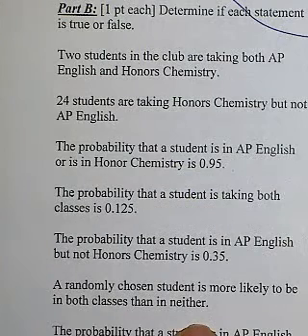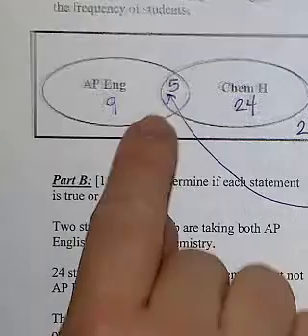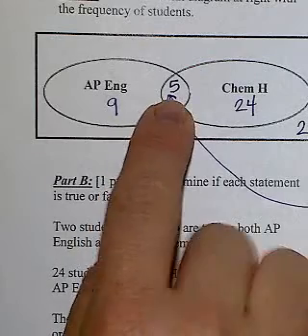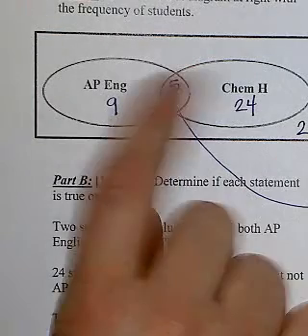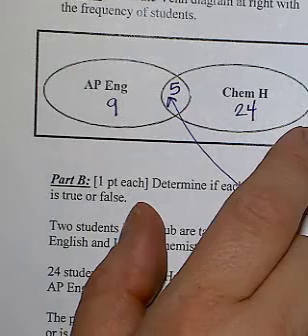A randomly selected student is more likely to be in both classes than neither. So is it true you're more likely to be in both than none? Yes, there's more students in both than in none.